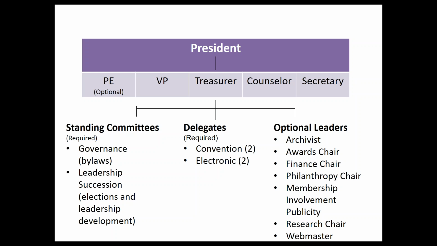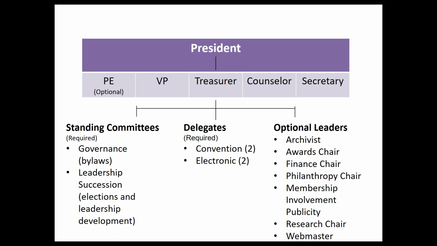At any given time, you'll have delegates who may be required as well. So right now, we need 2 convention delegates to attend the in-person House of Delegates sessions coming up at the end of October and into November. Periodically, there may be electronic delegates who are needed as well.